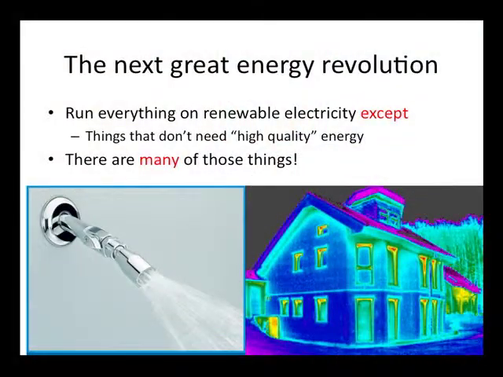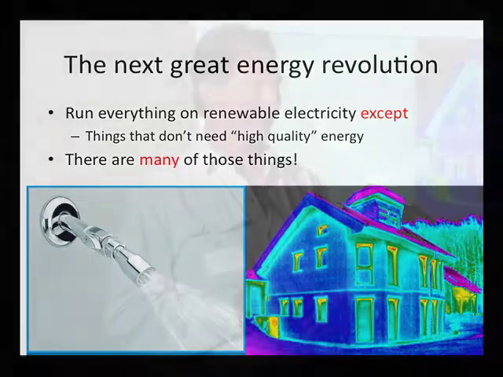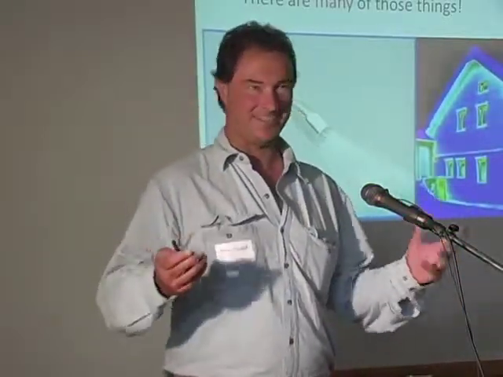So the next great energy revolution is to figure out how to run everything on renewable electricity, just as we figured out how to run everything on petroleum 70 years ago, except things that don't need high quality energy. I'm going to talk about what quality means in this case. And it turns out there are many of those things. In fact, it's like talking about non-elephant zoology. It's the big part of zoology. So the things that don't require high quality energy are the majority.